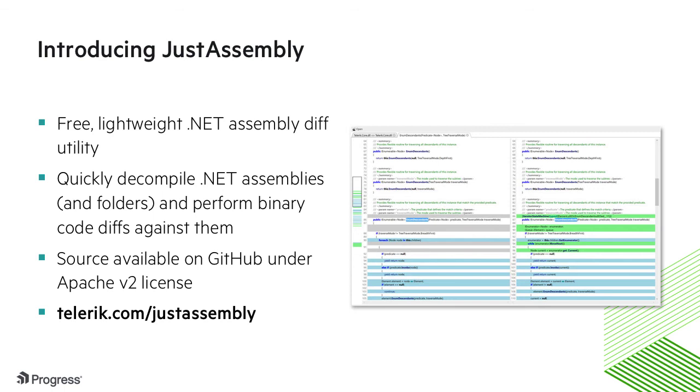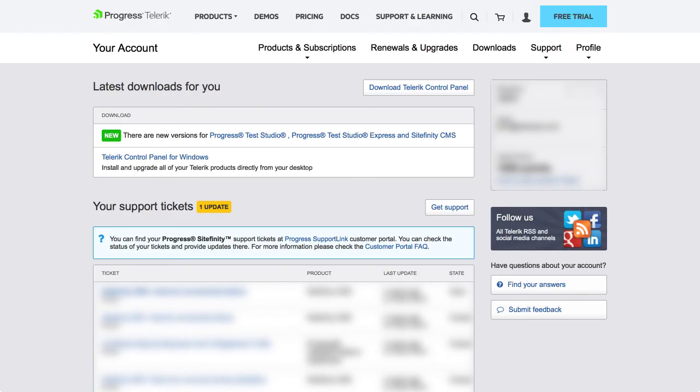This lets you check to see if anything has unexpectedly been introduced by a hidden build step or a last-minute change. You can also get a snapshot of the changes made in a new version of a library before they're applied, giving you an opportunity to spot the potential breaking changes. The source code is available up on GitHub. To find out more, please visit telerik.com/justassembly.